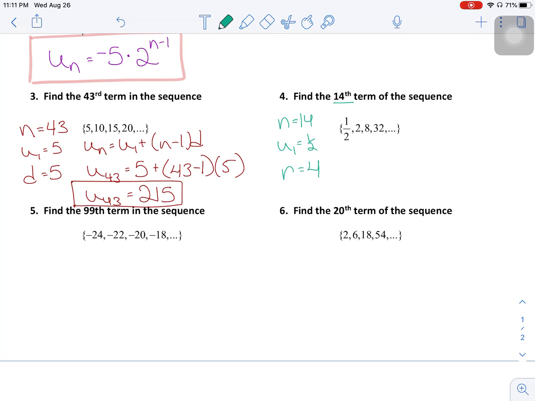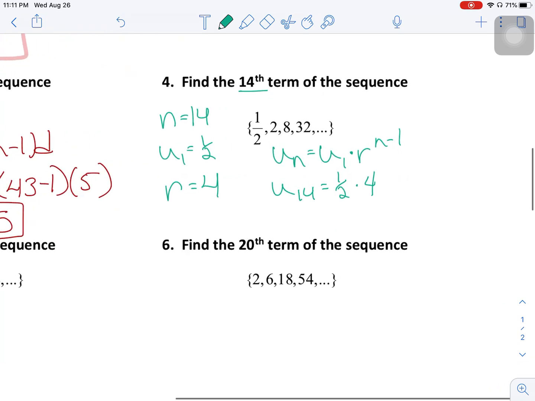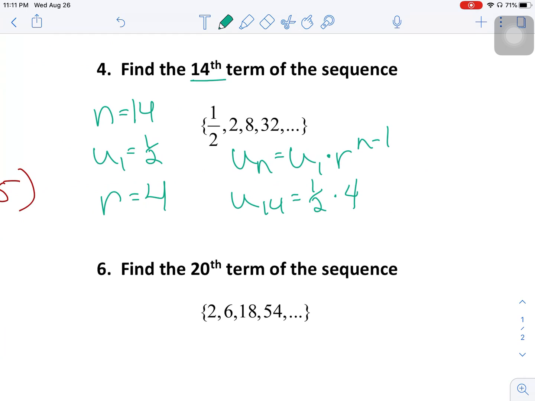Okay, so common ratio tells me I'm dealing with geometric. So u sub 1 times r to the n minus 1. So I'm looking for u sub 14. First term's 1/2 times 4. I'm going to zoom in just a little bit. And I've got 14 minus 1.